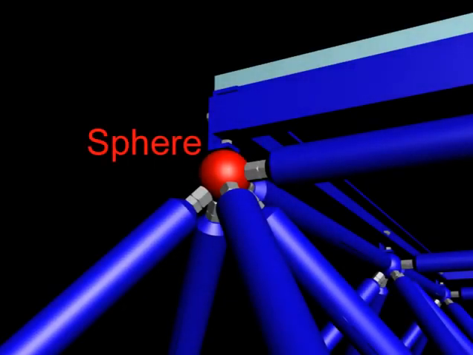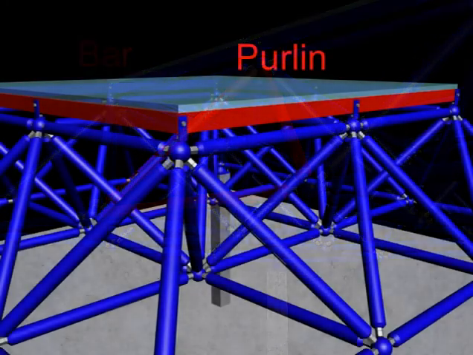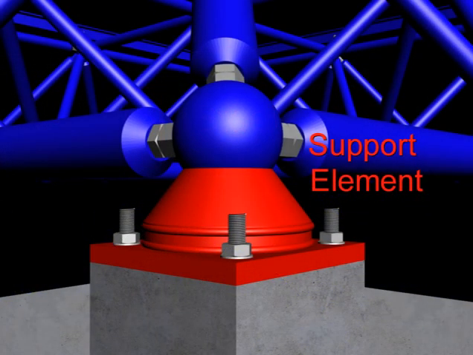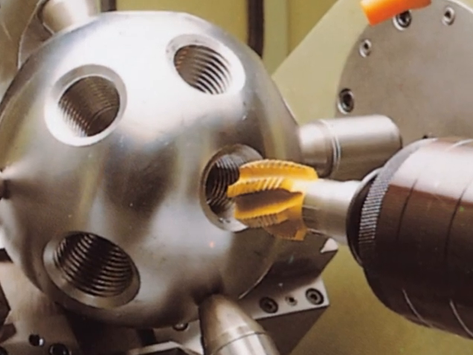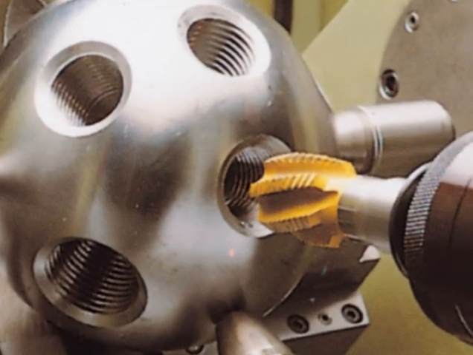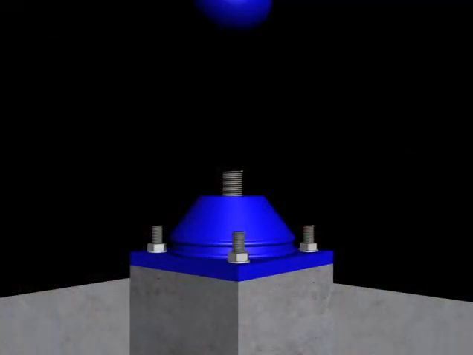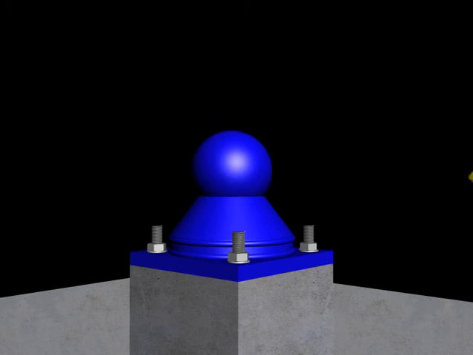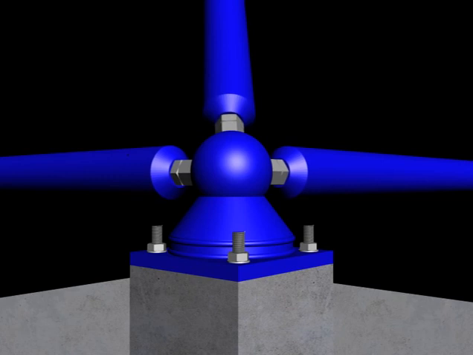In the spatial structure system spheres, bars, purlins, stools, and supports are used. The sphere is a piece that contains various holes that are threaded according to the directions of the bars which join there. It is threaded on the support element, which is the element that is connected to the bearing element. The whole thing rests on this cone and the metallic plate, which will later be connected to the concrete or another type of material.